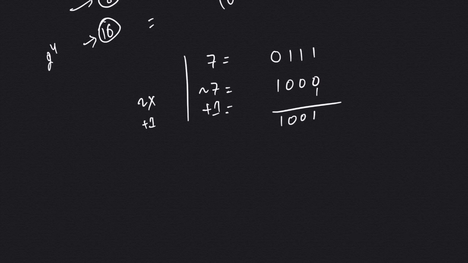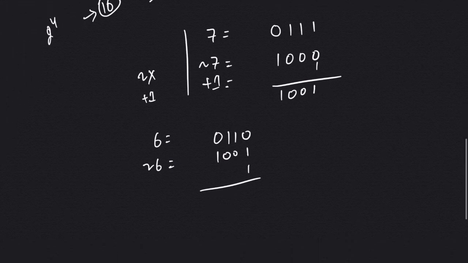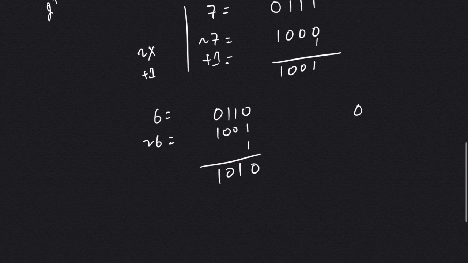And let's say we have 6. The binary representation of 6 is 0 1 1 0. Complement of 6 is 1 0 0 1, and if I add 1 here, it will become 1 0 1 0. All right, and let's say we have 4.